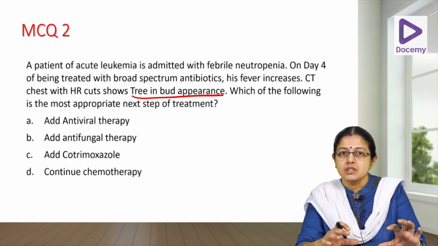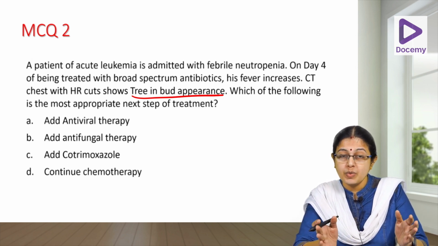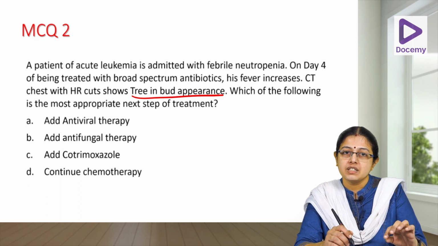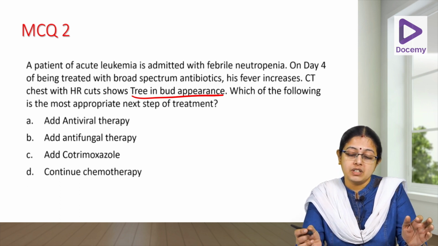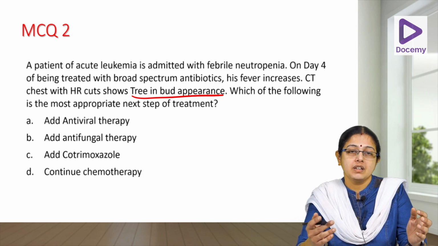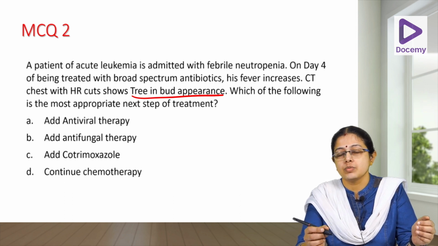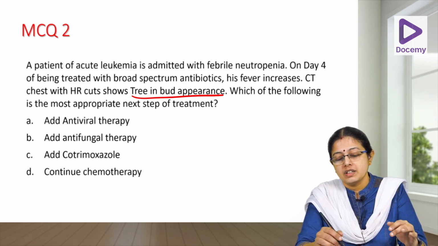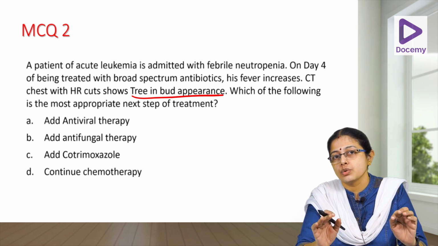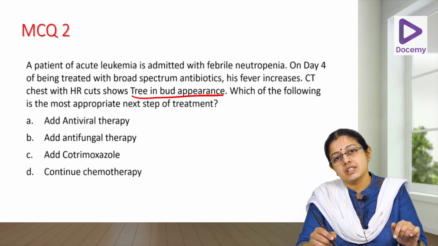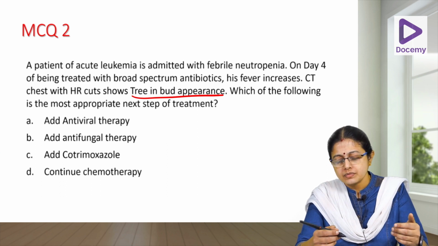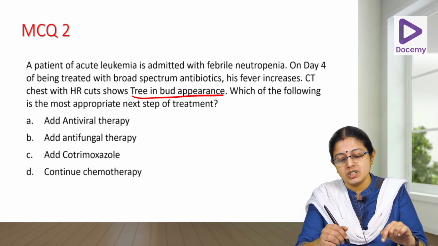So when you have such a question, you need to be thinking about what might be the condition that this patient could be having. Adding antiviral therapy for a patient with neutropenia may be required because the patient could be having CMV. But here you have clear-cut evidence: a CT chest with HR cut showing the tree in bud appearance, and this patient already has been on broad spectrum antibiotics, which makes him prone to develop fungal infection. So adding antifungal therapy is the most appropriate step here.